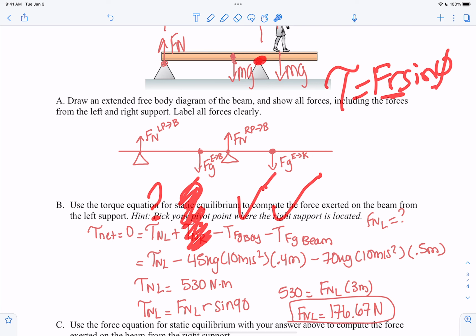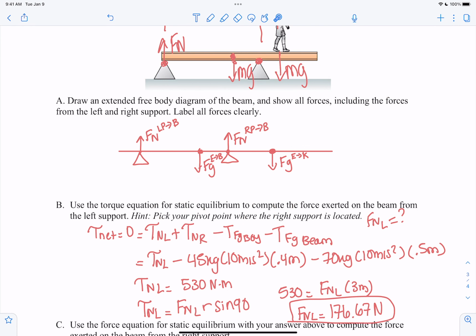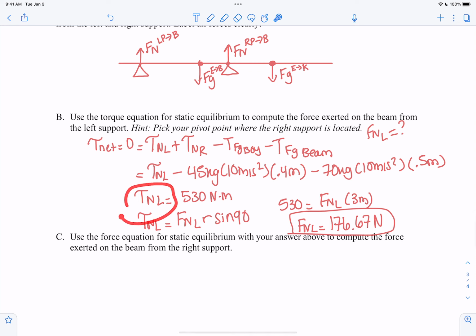Because the pivot is, like I said, imagine if this was your hinge on a door. If you were pushing right at the hinge, it's not going to move. And that helps me cancel out this torque due to the right support, so I can figure out what the torque is to the left support and then figure out what the force is on the left support. Because otherwise, I'm introducing another variable.